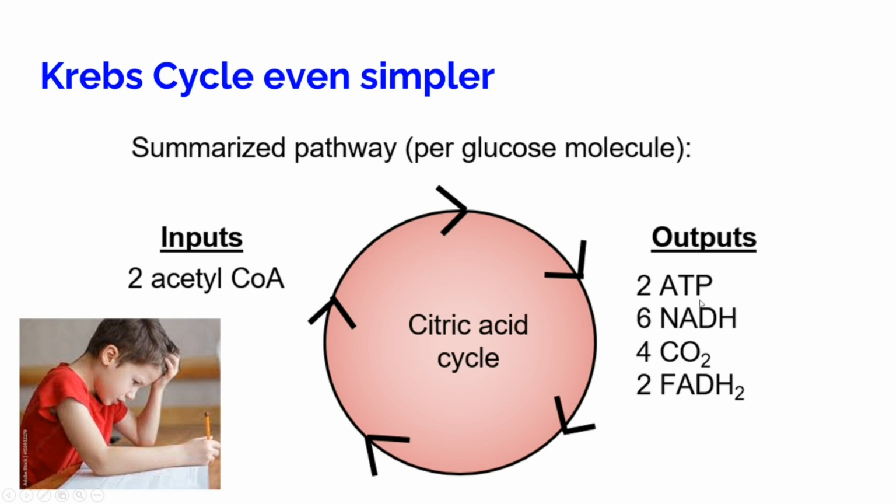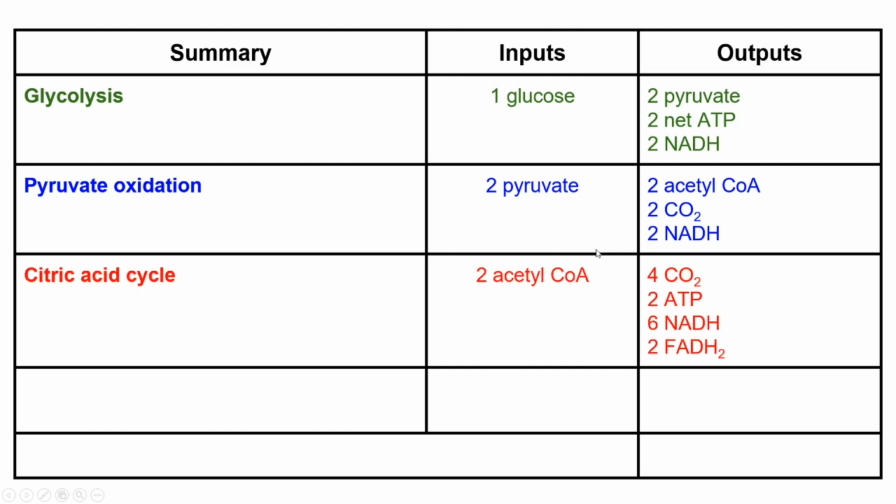ATP is definitely useful. It's like immediately right off the bat, we can use that as an energy source somewhere. NADH and FADH2 will be useful later, but not at the moment. And then the carbon dioxide, that's not useful at all. We need to get rid of that through our lungs. And so we're going to update our little chart here. We've got the citric acid cycle, aka the Krebs cycle. The inputs, again, 2 acetyl-CoA, and then the outputs, 4 CO2, 2 ATP, 6 NADH, 2 FADH2. Okay, so that's what we have so far.